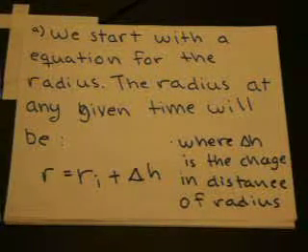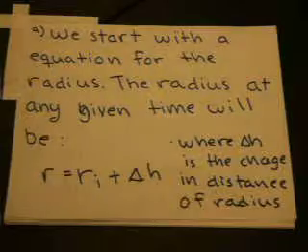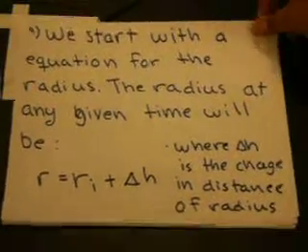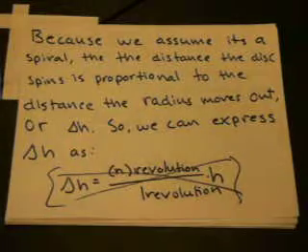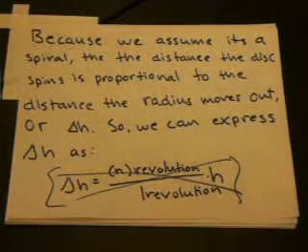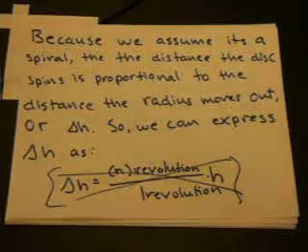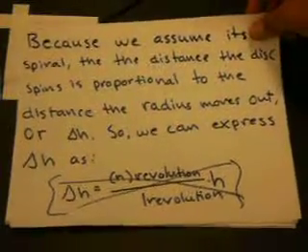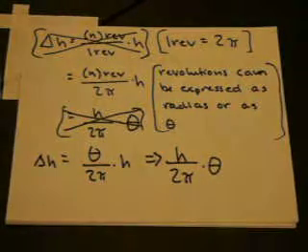The radius at any given time will be r equals r initial plus delta h, where delta h is the change in distance of radius. Because we assume it's a spiral, the distance the disk spins is proportional to the distance the radius moves out, or delta h. So we can express delta h as n amounts of revolutions divided by 2 pi times h.